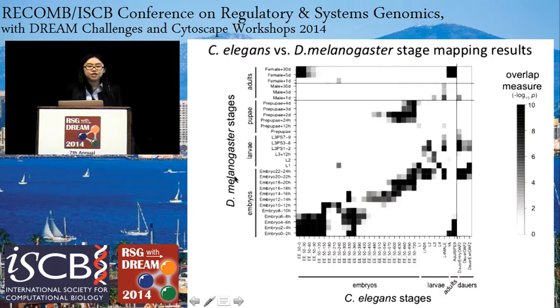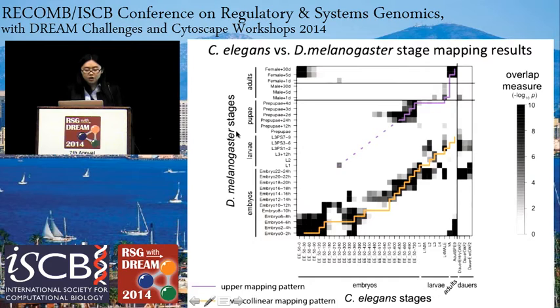Y-axis is the fly stages, x-axis is the worm stages. So we can see that, very interestingly, the worm life cycle is matched to the first half of the fly life cycle. And then we see an approximately parallel pattern again happening in the second half of the fly life cycle. So we try to find this pattern by finding the line that goes through the largest overlap measure in each pattern. So we find these two parallel lines.